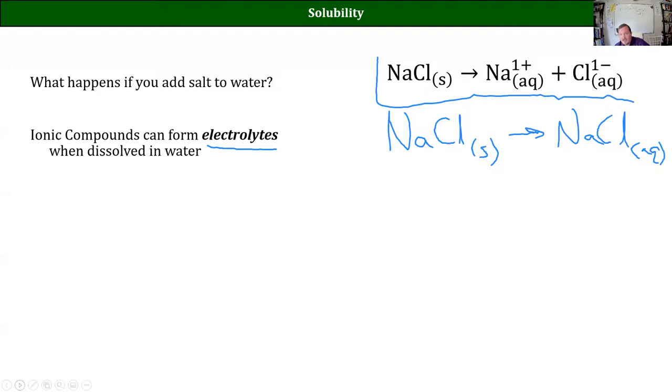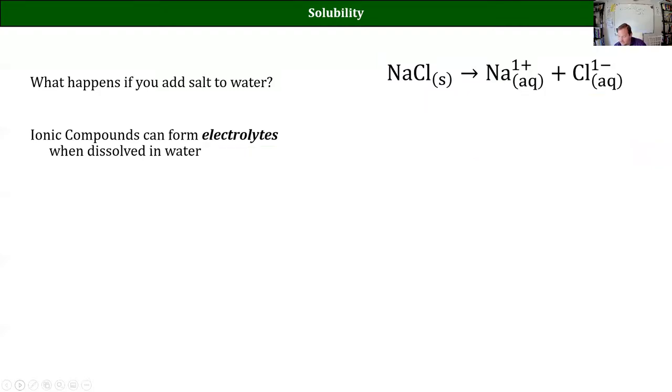However, not everything can split up 100% of the way. There are some compounds that are considered weak electrolytes. In chemistry, the difference between strong and weak has nothing to do with the actual conductivity, or even the concentration. If it's a strong electrolyte, when you dissolve it in water, it splits up into its ions 100% of the time. If it's a weak electrolyte, it splits up into its ions maybe 5% of the time, maybe even less. An example of a weak electrolyte would be something like vinegar.